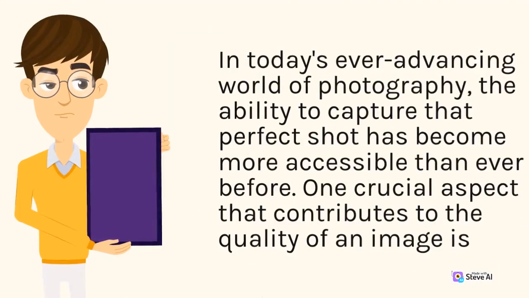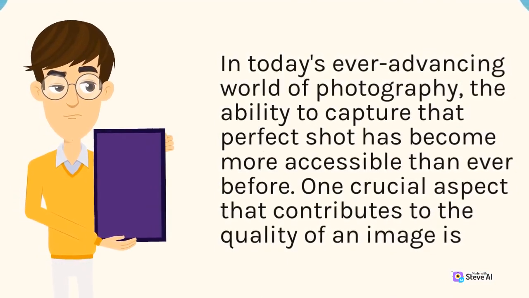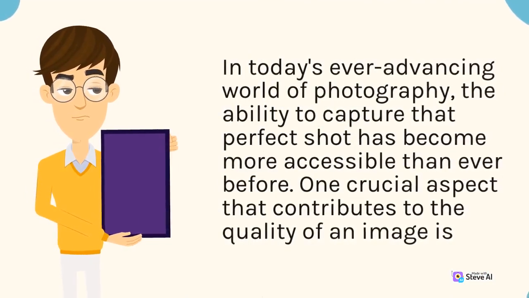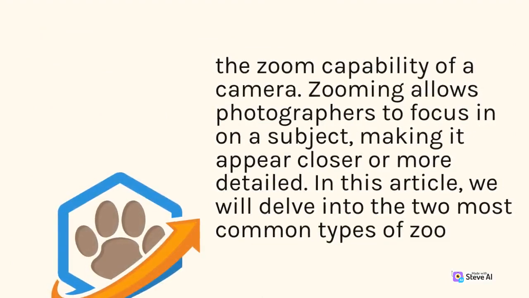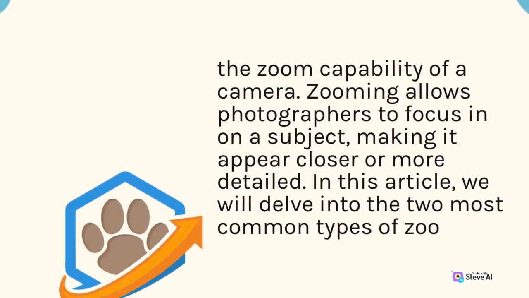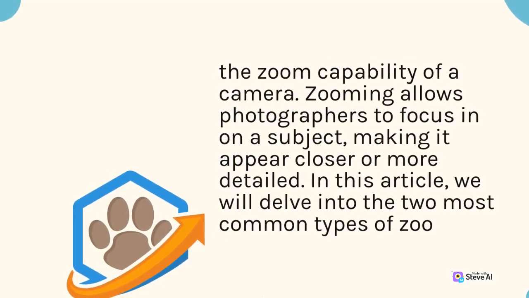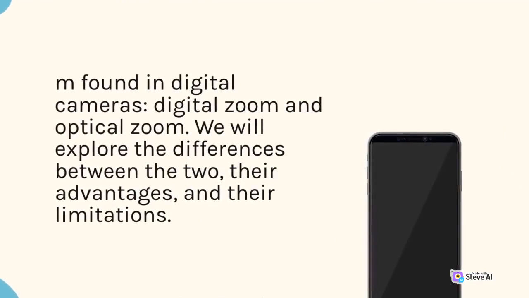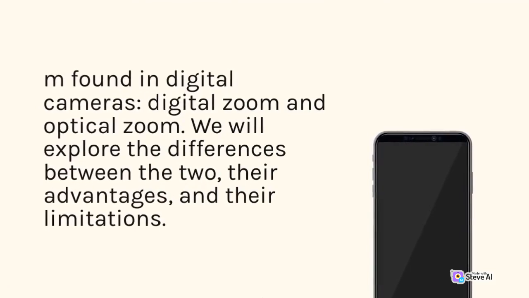In today's ever-advancing world of photography, the ability to capture that perfect shot has become more accessible than ever before. One crucial aspect that contributes to the quality of an image is the zoom capability of a camera. Zooming allows photographers to focus in on a subject, making it appear closer or more detailed. In this article, we will delve into the two most common types of zoom found in digital cameras, digital zoom and optical zoom. We will explore the differences between the two, their advantages, and their limitations.